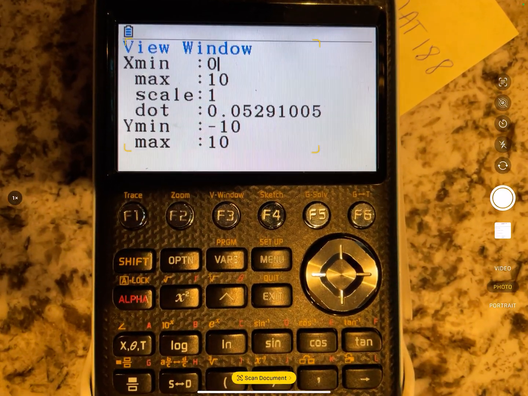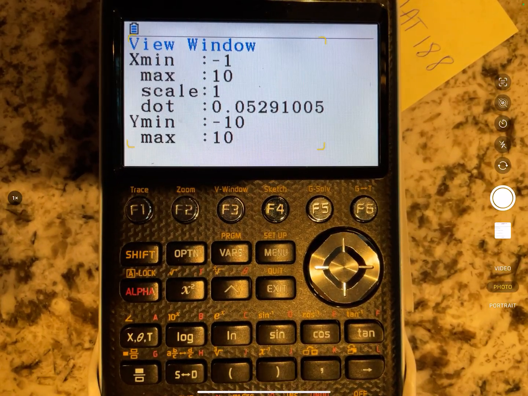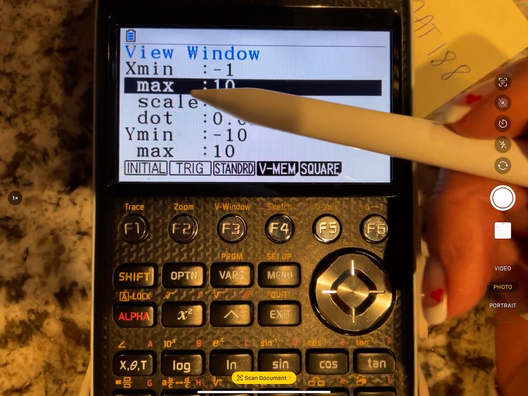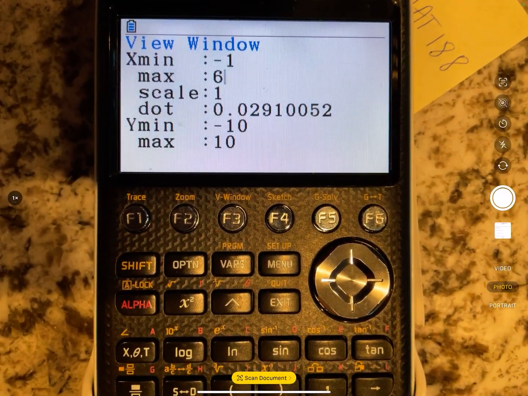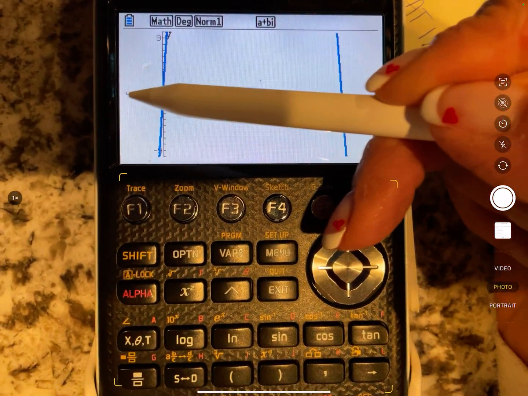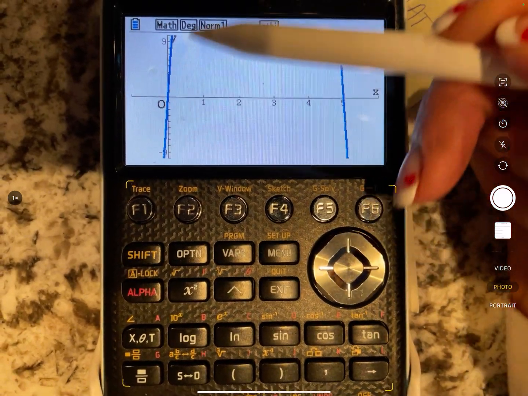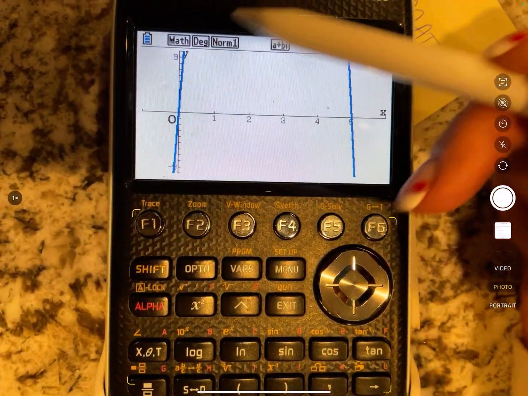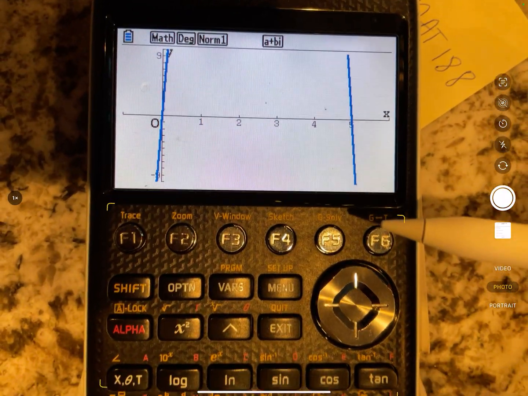However, I do like to see a little bit to the left, so I'm going to make it -1. And then I counted over 5 seconds for it to hit the ground, so I'm going to make the max a 6. And I'm going to press enter. And you can see I've got a little bit to the left, which is just kind of like the frame on the picture that you want. You've just got a little bit of a frame to the left and a little bit of a frame to the right.